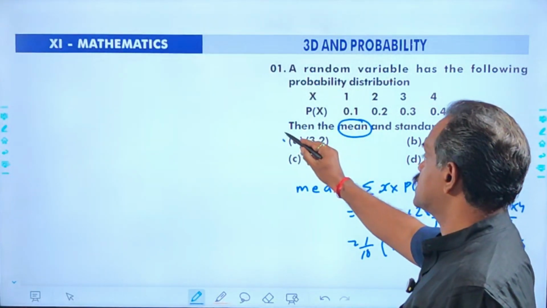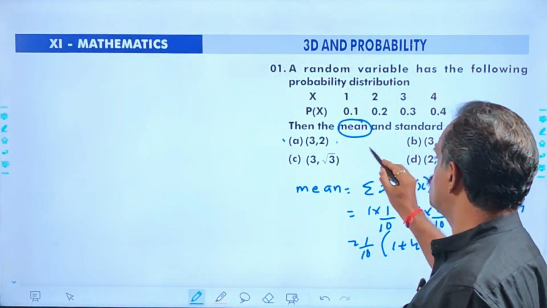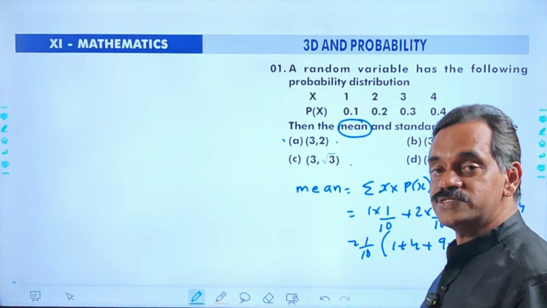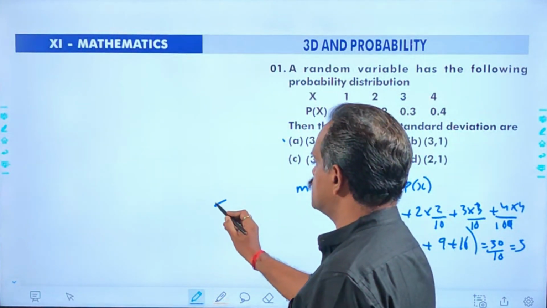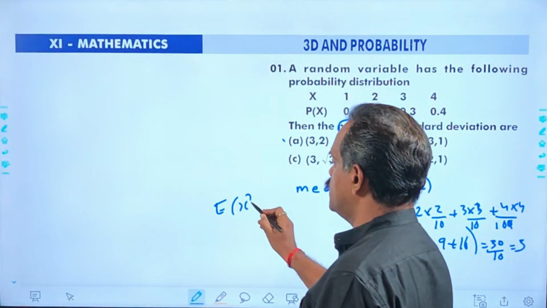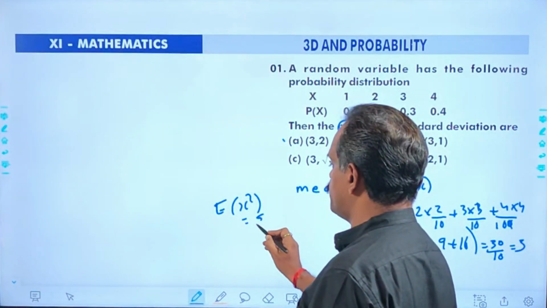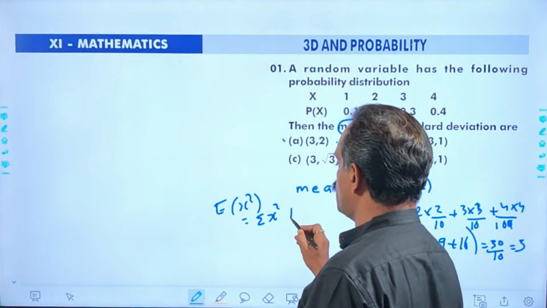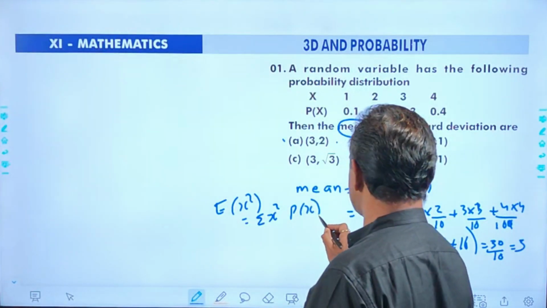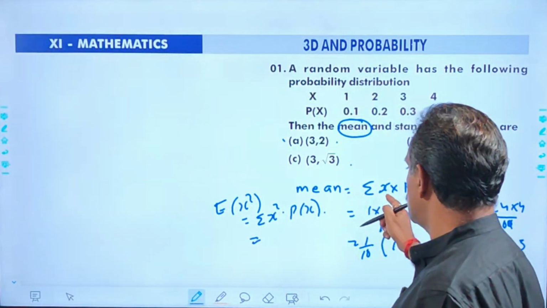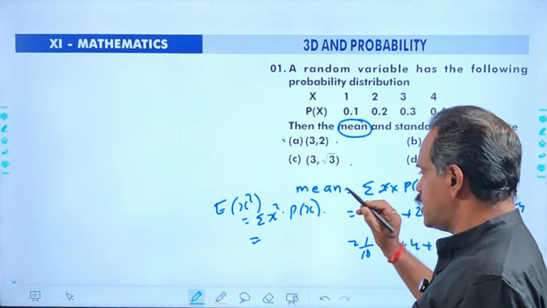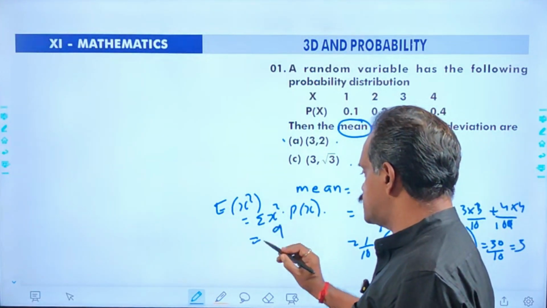We have three options, 1, 2, 3. Now we are going for standard deviation. For standard deviation, we have to evaluate one more thing, E of x square. When I say E of x square, its formula is sigma x square into p of x, which is the same thing, except that instead of x, it will be x square. You are getting the value of the answer as 10.